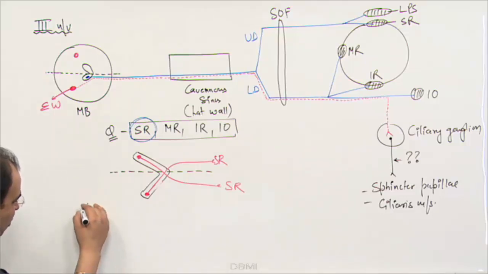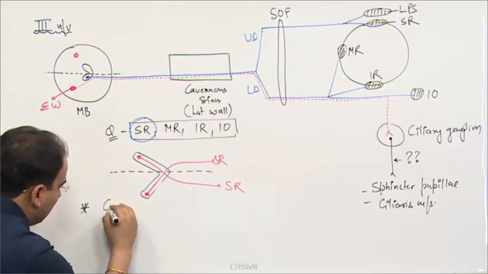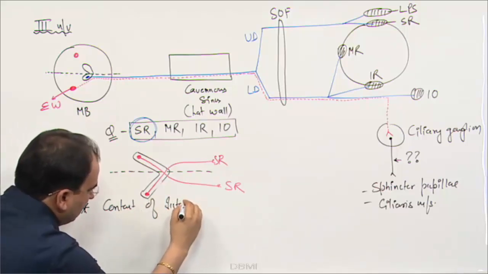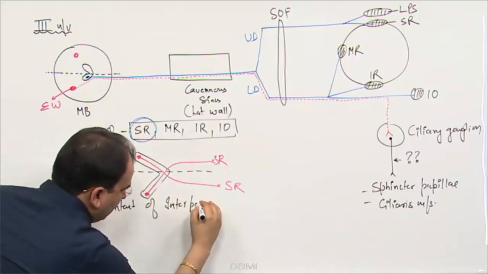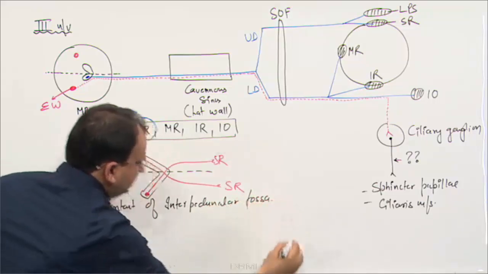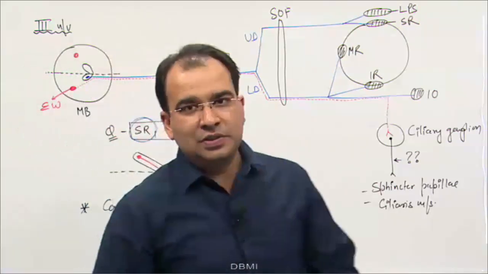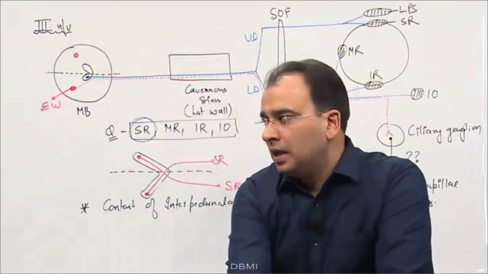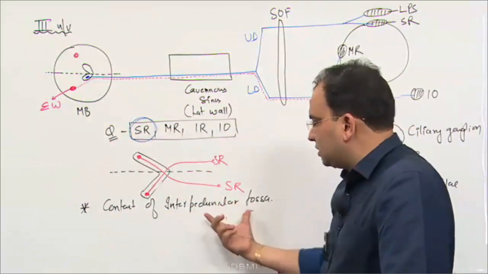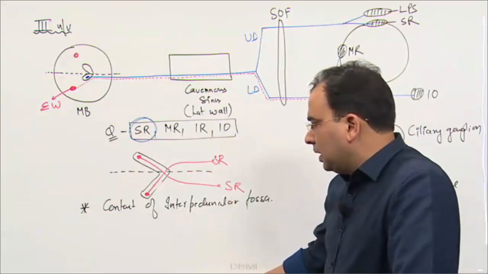Another important thing about this oculomotor nerve is that this nerve is a content of the interpeduncular fossa. Third nerve is a content of interpeduncular fossa. Now there is a clinical significance for that. We'll talk about this interpeduncular fossa in the neuroanatomy part.